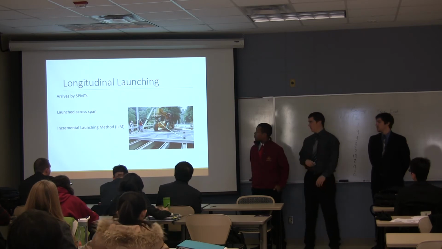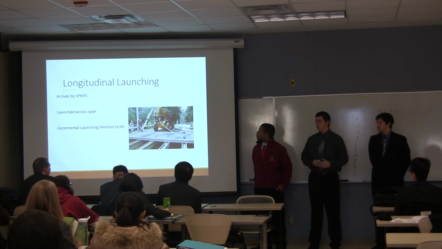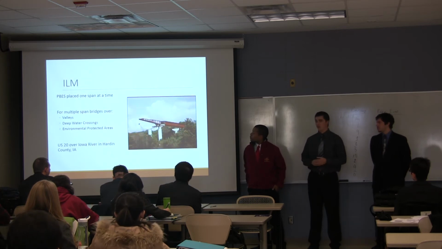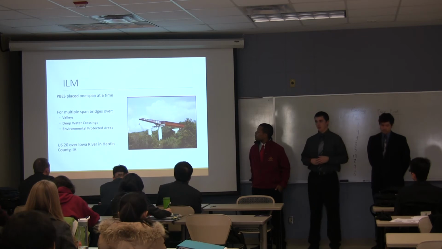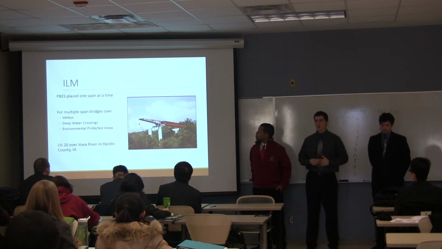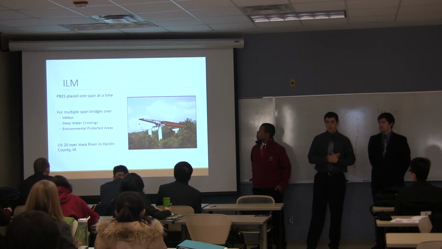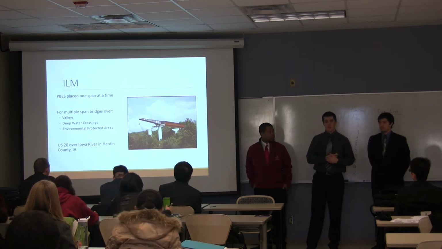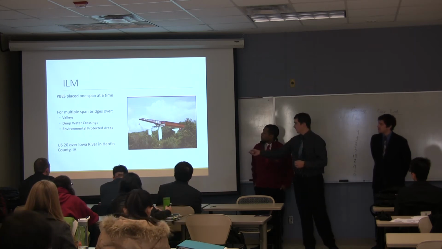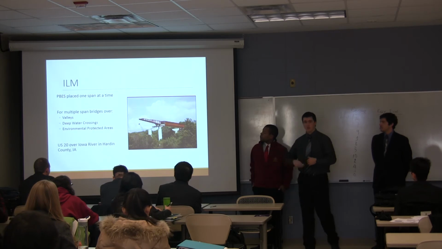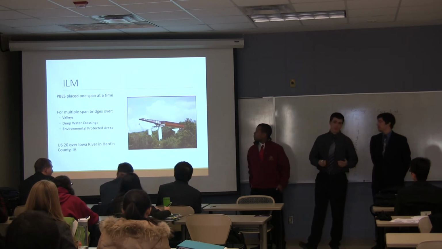They also use incremental launching methods, and those are for large multi-span bridges, which are usually used in deep valleys, deep water areas, or environmentally protected areas. An example of that would be Highway 20 that goes over the Iowa River in Hardin County. And you can see that here in this picture, how they just go from one span to the next.